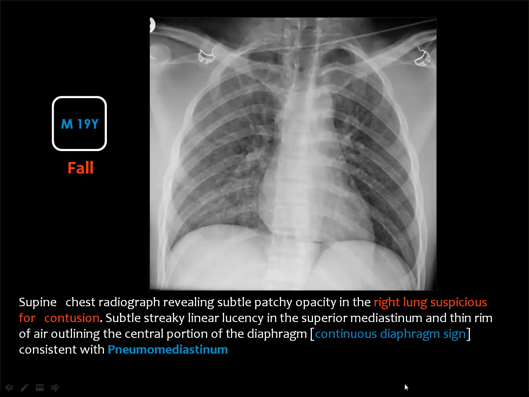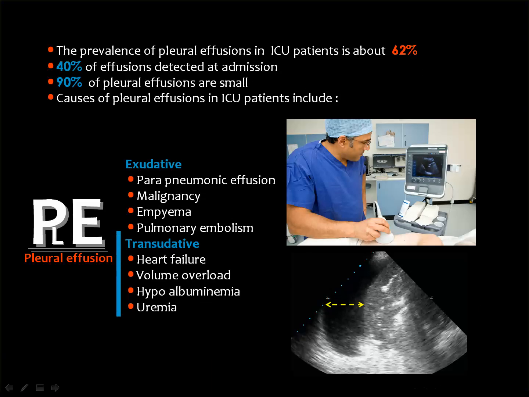And this is a patient who was subjected to a fall event, and they got some opacification in the right lung, which is attributed to pulmonary contusion. And in this example, you can easily appreciate the sign which is known as the continuous diaphragm sign, supportive of pneumomediastinum.